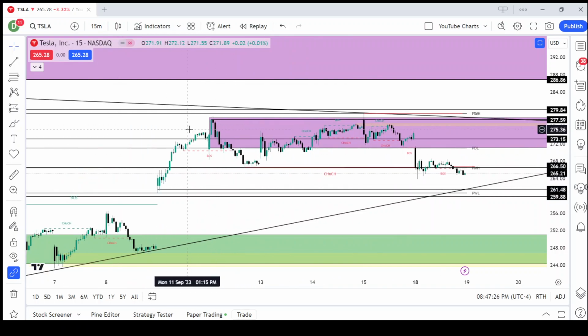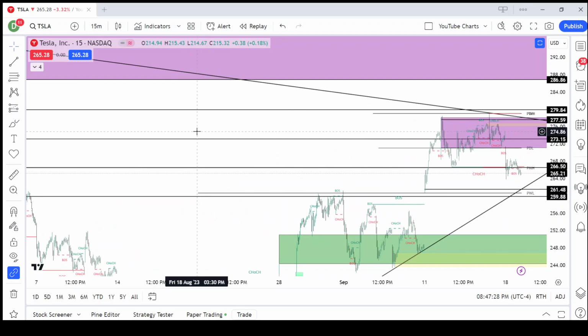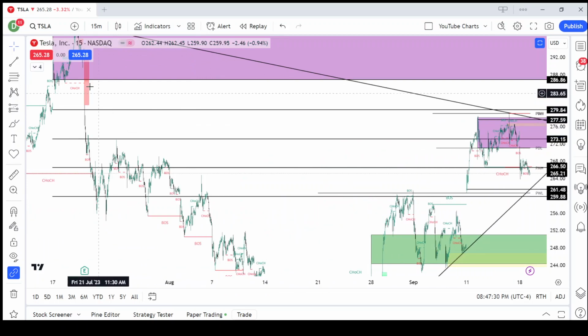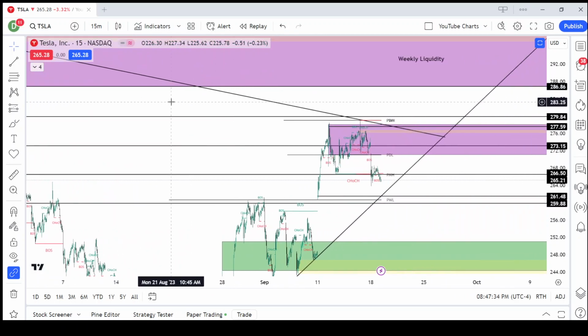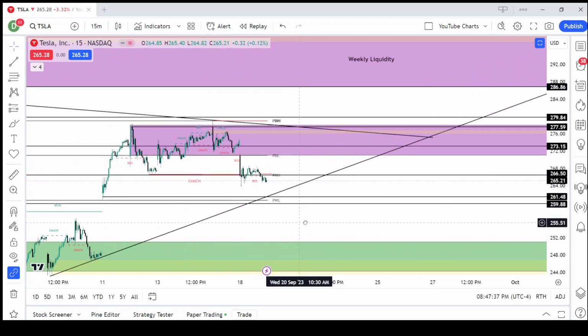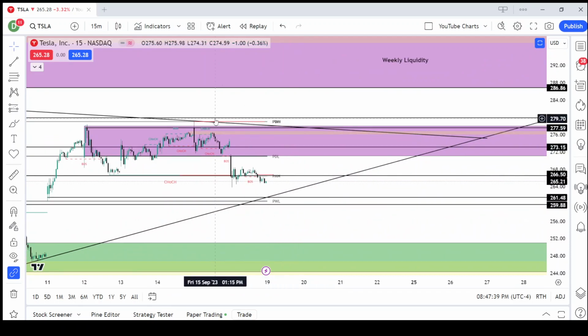I believe on a 4-hour chart there is some unbalanced price range a little bit higher up right here at 286, but I don't anticipate that's going to be on the table this week. So we'll be looking at that later. If we do head higher, breaking these highs, breaking this trend line, where would we target before we get to the weekly liquidity? There's an unbalanced price range that sits in here somewhere, and it's on the 4-hour chart.